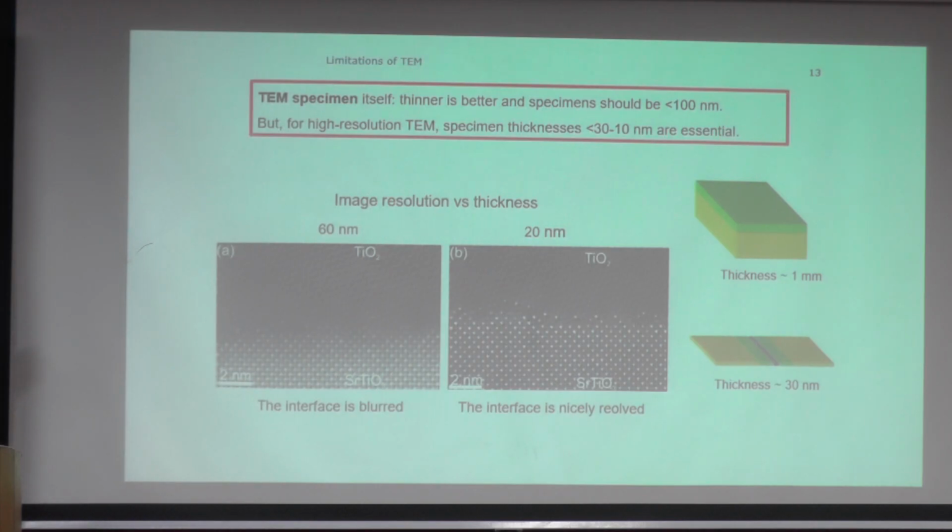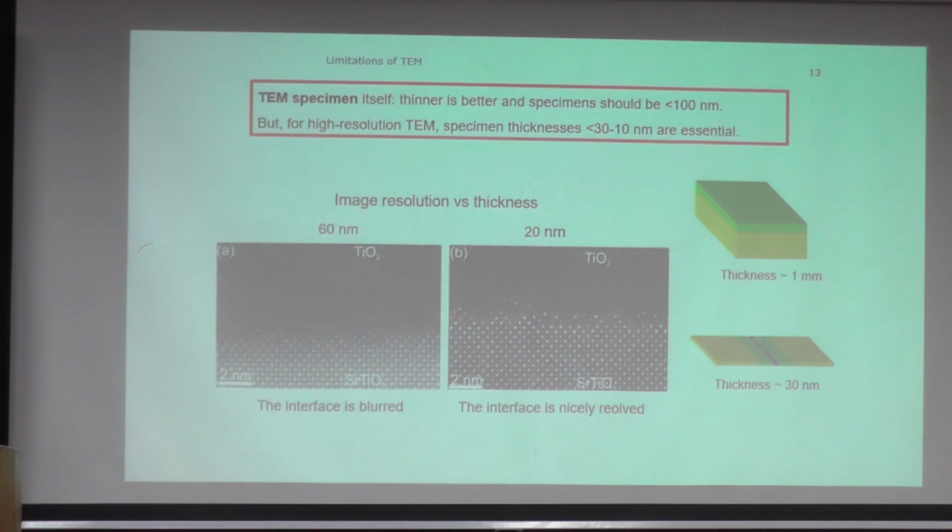Otherwise, if it's thicker, it impacts the resolution of your image, like shown here. This is 60 nanometers. If you want to study an interface, it's really blurred. If you can reduce the thickness in this projection, you can get better image resolution, like here for 20 nanometers. Then you can nicely resolve the interface and see some atoms coming from the interface into your thin films.